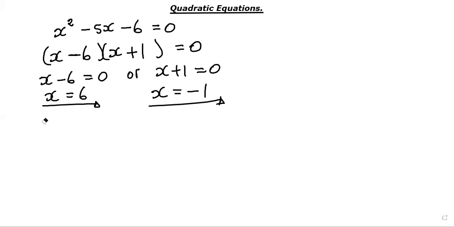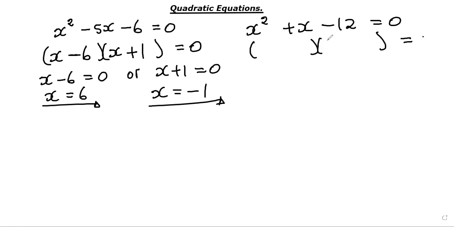So let's consider another example. In this case, you have something like this: x squared plus x minus 12, and everything is equal to 0. So once again, we still want to solve for x. We said the first step is to factorize by opening two brackets. Then we say factors of x squared, it's x and x.